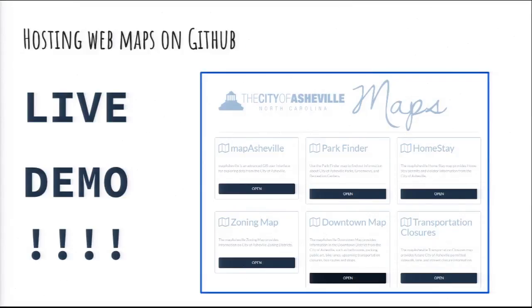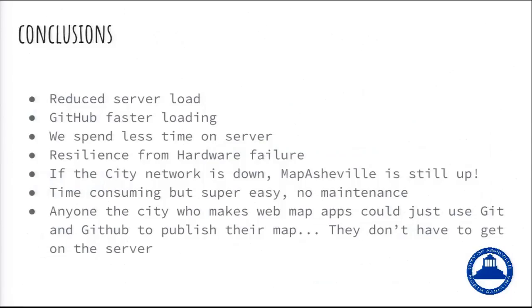All right, well, we're at the conclusion. We're pretty excited because we were really able to reduce our server load, and this is still a work in progress. We're still working on pushing more to be hosted. One of the good things is GitHub loads really fast, sometimes even faster than our local server. We're spending less time managing those servers, more time making maps. And we also have some resilience from hardware failure. If the city network goes down or a server crashes, Map Asheville or downtown map still works, so people can still use it.